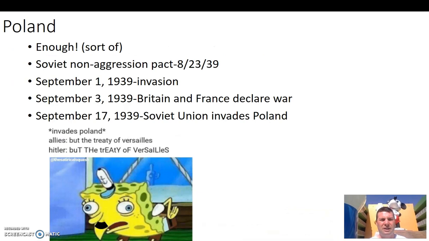Finally, we get to Poland, and this is really what most people look at as the beginning of World War II. Finally, the British and the French basically say, enough is enough. Meanwhile, they've waited 3 years to do this, and in their efforts to try and avoid war, they've actually hastened the advent and the harbingers of war. A Soviet non-aggression pact with Hitler and the Soviet Union is signed on August 23rd of 1939, and this gives him the ability to not have to worry about fighting a two-front war like Germany had to in World War I.